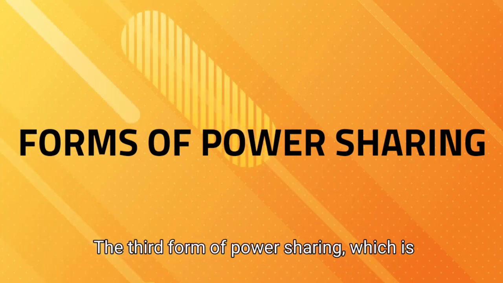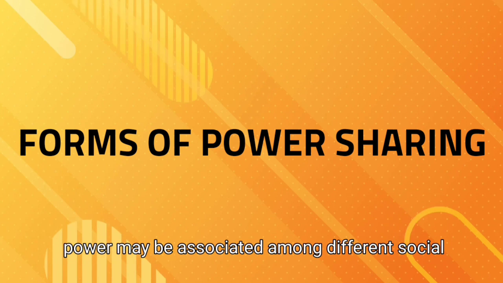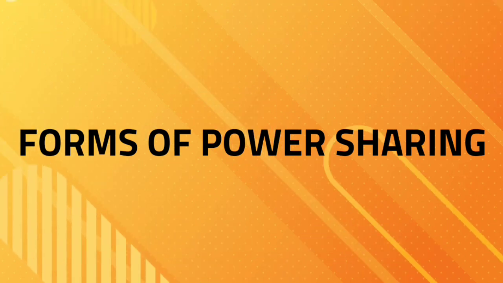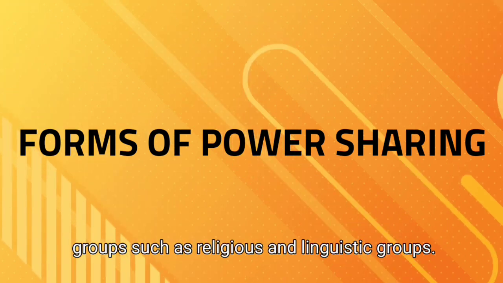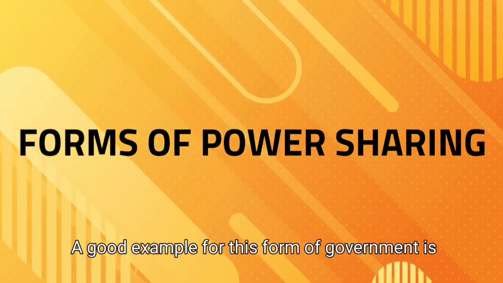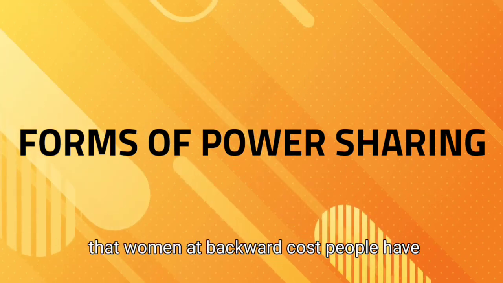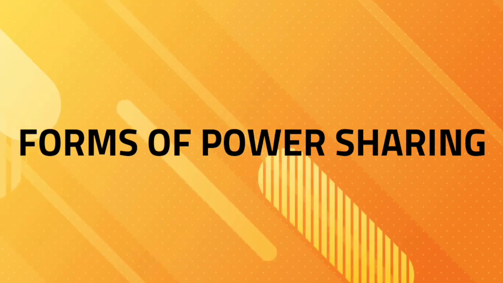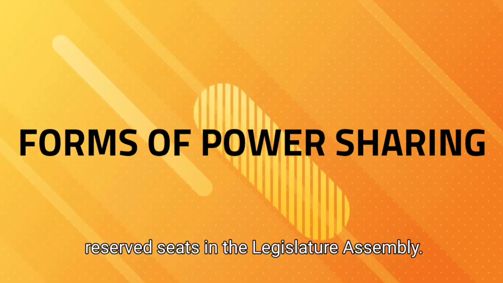The third form of power sharing is that power may also be shared among different social groups such as religious and linguistic groups. A good example of this form is that women and backward caste people have reserved seats in the legislative assembly.